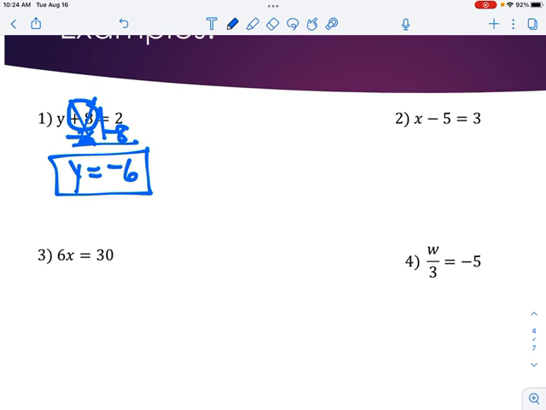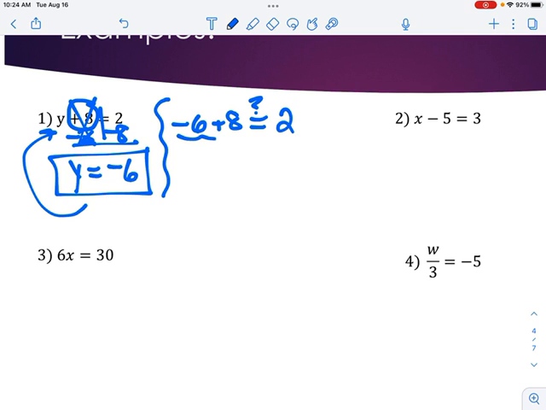Now, how do you check it? Well, you would come over here and you would evaluate it. So you would plug this back in, and it would simply say negative 6 plus 8, and you're asking this question, do you equal 2? Well, negative 6 plus 8, you do that problem there, and it is 2. So we know that we have the right answer.